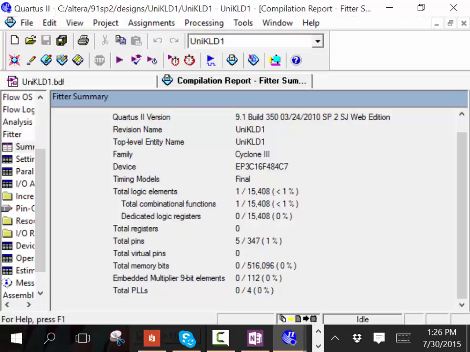Memory, I'm using 0% of the memory. Using the multipliers, I'm using 0%. The phase lock loops, I'm using 0%. So I'm using very little of the actual IC. But this is the way that I typically will work with the labs.